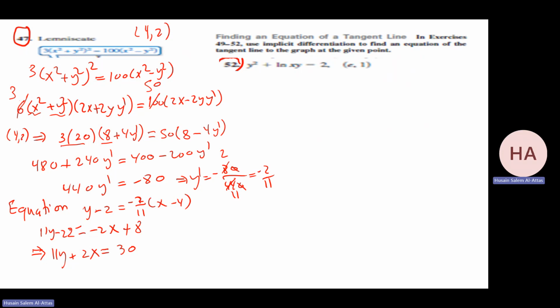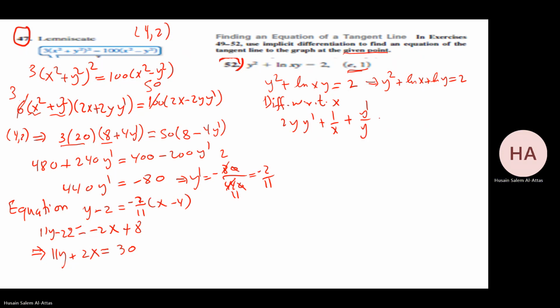Now, find an equation of the tangent line. Use implicit differentiation to find the equation. Same thing at the given point. This is the point. Okay, so everything is ready. We have y squared plus ln xy equals 2. Now differentiate with respect to x. Or I can simplify this: y squared plus ln x plus ln y equals 2. Differentiate with respect to x. We get 2y y prime plus 1 over x plus y prime over y equals 0. Now substitute the point, which is a and 1.